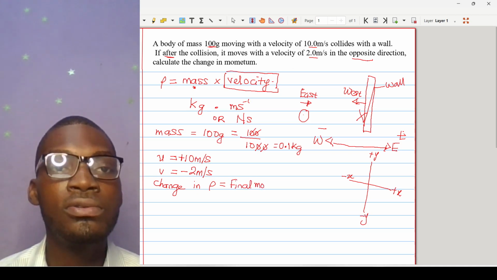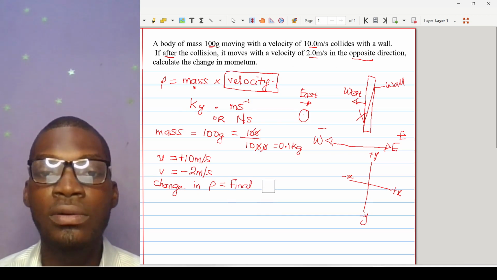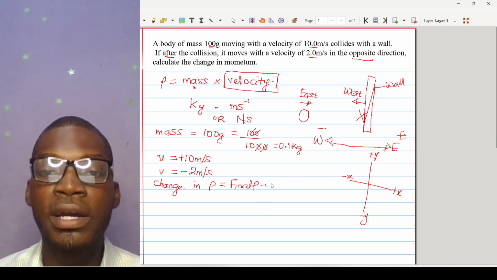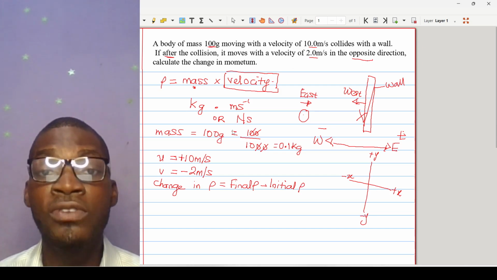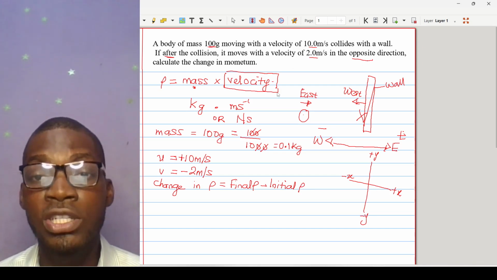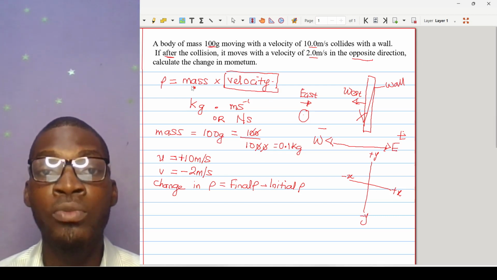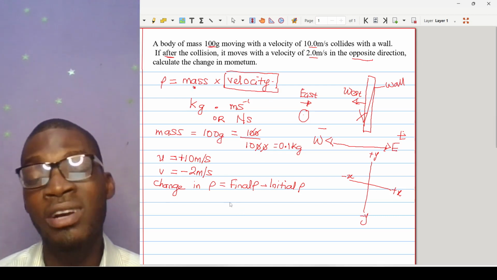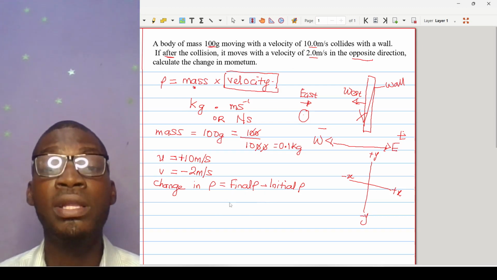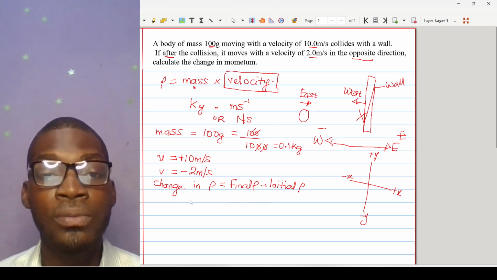I don't want to use the long way, so I will just say my final momentum minus my initial momentum. Some people calculate the change in velocity first, which is final velocity minus initial velocity, then multiply the answer by the mass. But I think that will be faster. At the same time, you can calculate the individual momentum separately, and then subtract them.